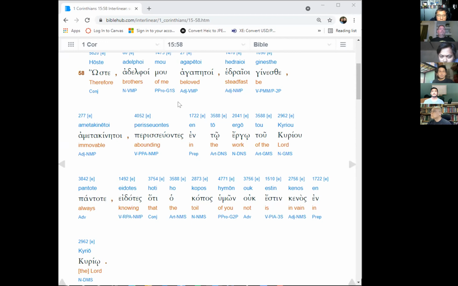Now, how do we know if this is the case? Any ideas? Take a look at this verse. What do we see here? Let's incorporate the textual observation skills. Therefore, my beloved brothers, be steadfast, immovable. So it's literally, therefore, my brothers, be steadfast, be immovable, and be abounding, because it's a list.